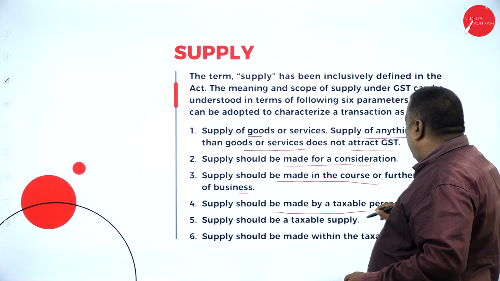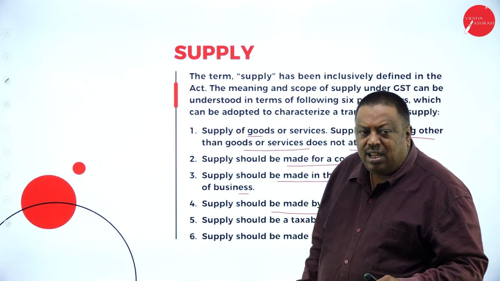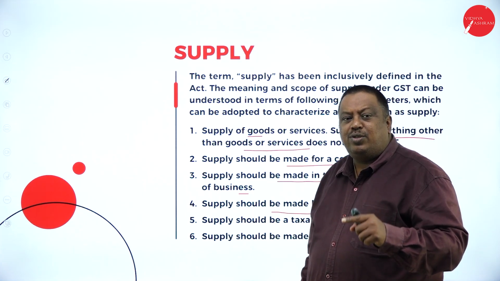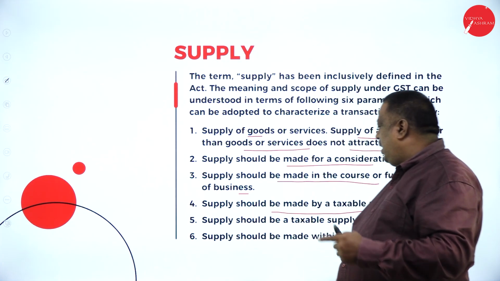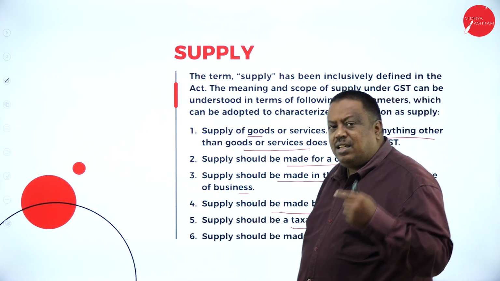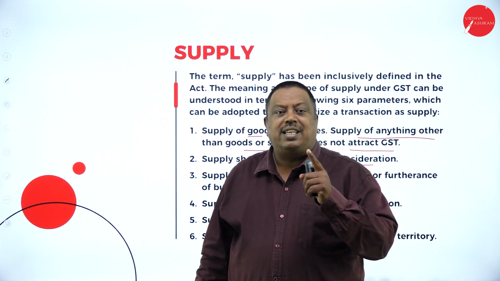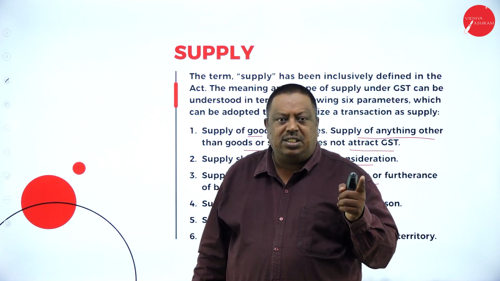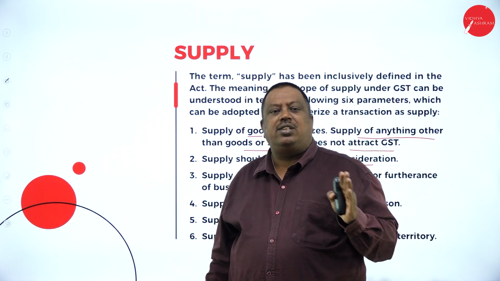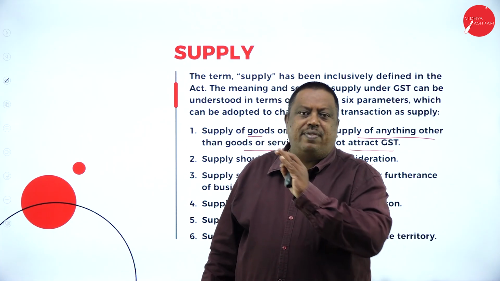Supply should be made by a taxable person. They're saying that he should be registered under GST and he has to supply the goods or services to a person who is going to use them for further business activities. Supply should be a taxable supply. Whatever goods or services have been supplied here should be taxable. It should come under a tax category, either CGST, SGST, or CGST, UTGST, or IGST. It should come under either an intra or inter transaction only.